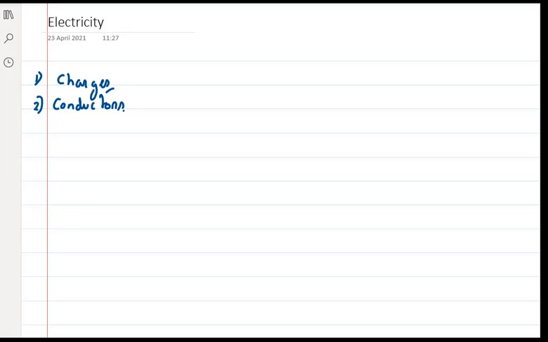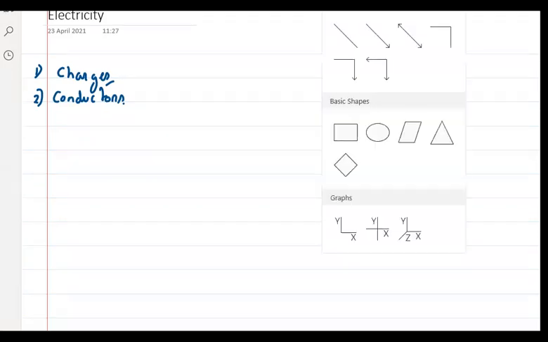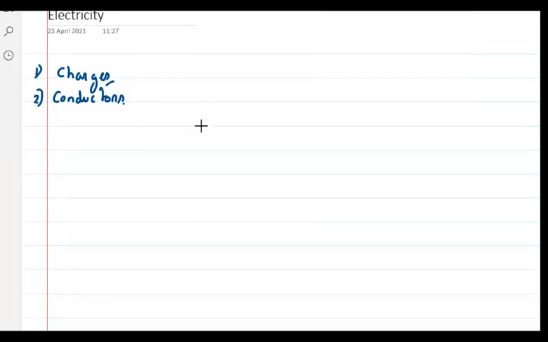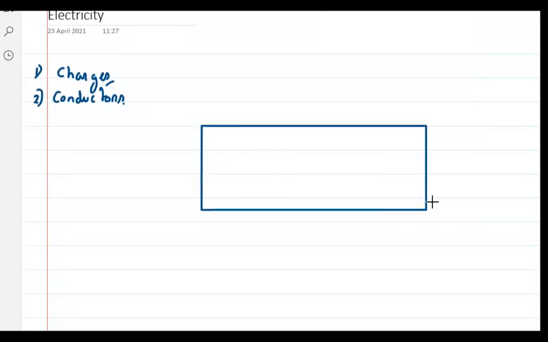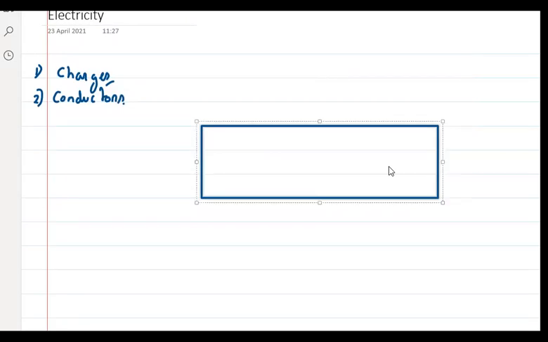Right. Okay. So the third thing that we are going to cover is electric current. Now, we want to know what is this electric current? What happens inside a conductor? So let us imagine that I'm having a conductor like this. Okay, so this is a conductor, right?